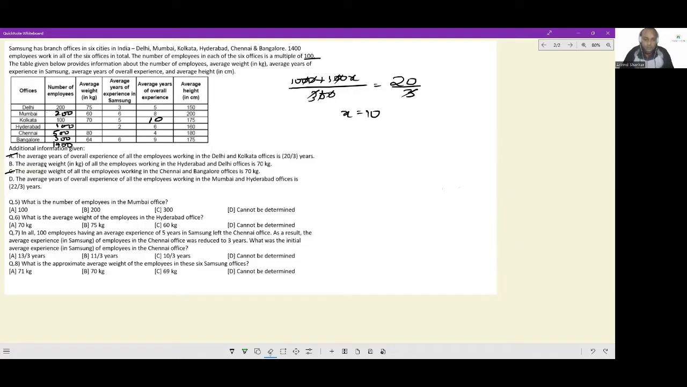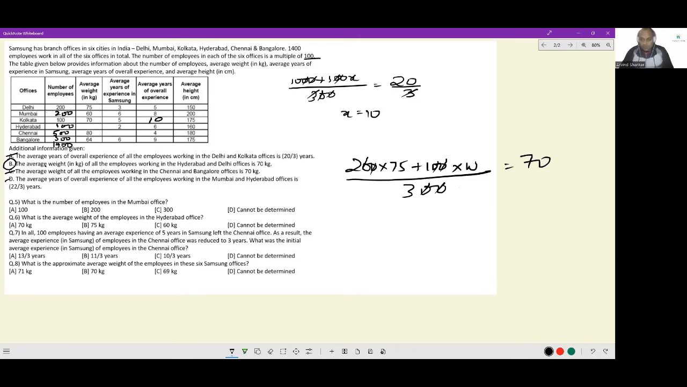Now, the only point that was left was point B. We can do the work there now, because the population numbers for Delhi and Hyderabad are known, and the average weight for Delhi is known. So 200 into 75 plus 100 into the average weight, let that be W, whole thing divided by 300 is equal to 70. That is what the question tells us. So cancel, cancel, cancel.